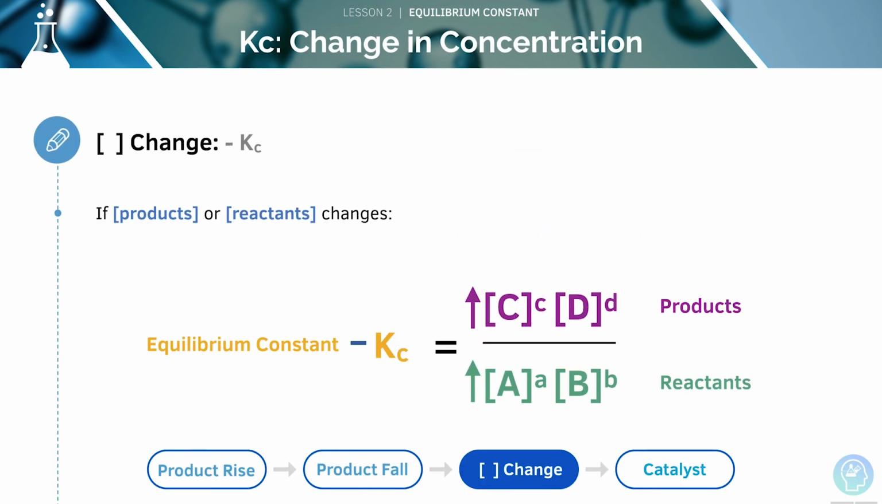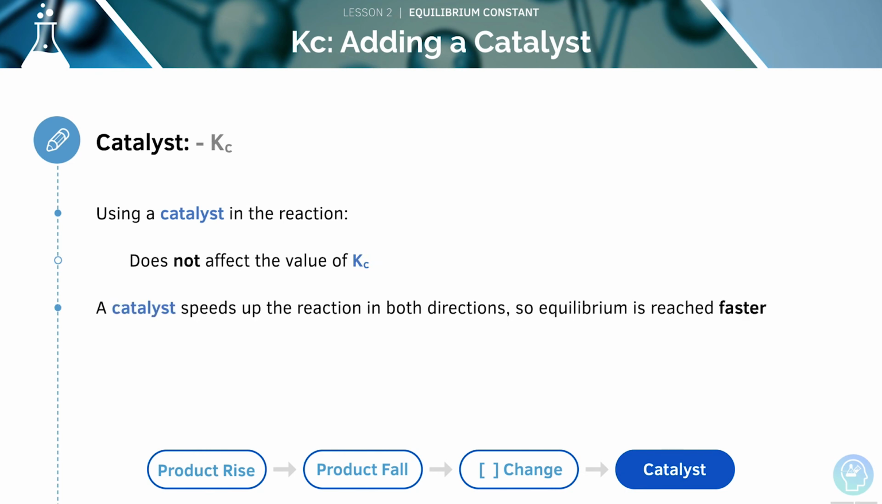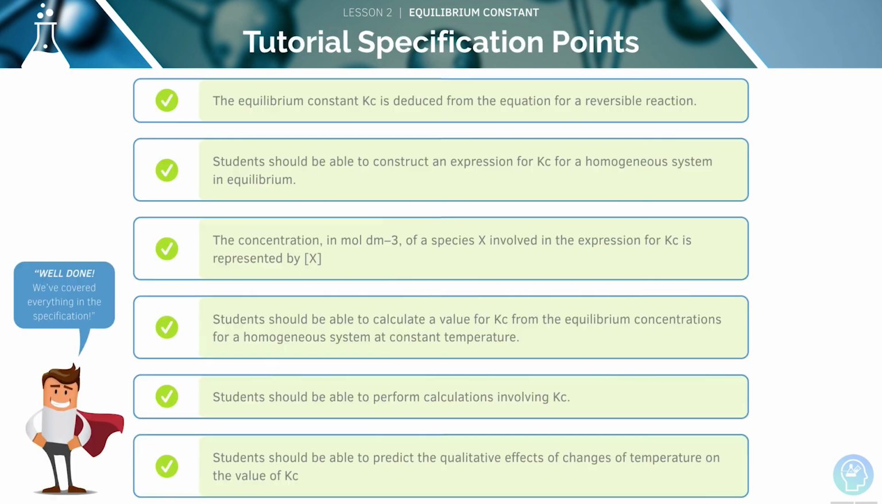Now let's look at change in concentration. If the concentration of either the reactants or products is changed, Kc will not be changed. Using a catalyst in the reaction does not affect the value of Kc. It will simply mean that an equilibrium is reached faster.